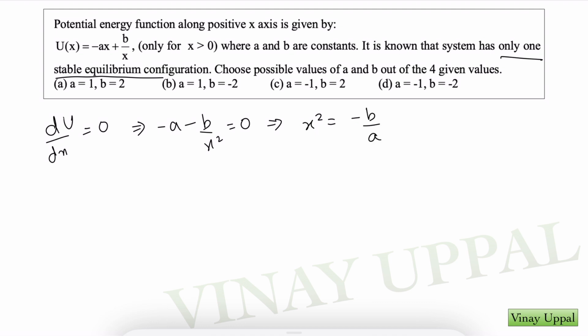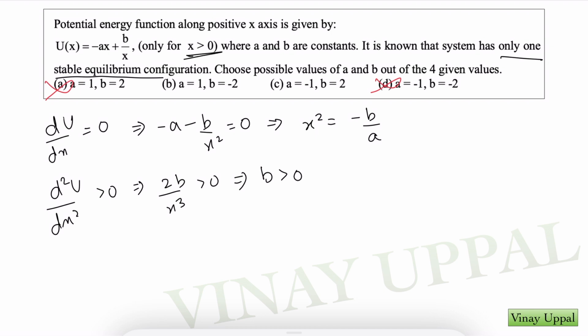Now because we need real values of x, b and a should have opposite signs, only then x² would be positive. So we'll keep that in mind, and knowing that b and a should have opposite signs, immediately we can eliminate option A and option D. Alright. For minima, the double derivative should be positive. So the double derivative of this would be 2b/x³, which should be positive. So that means b should be positive. x is anyway given to be positive. So b should be positive and therefore a should be negative. So the option that will match our final conclusion is option C. So that will be the correct answer.